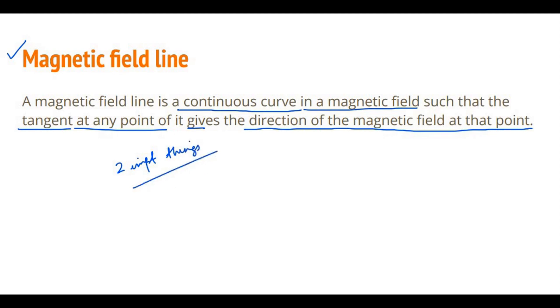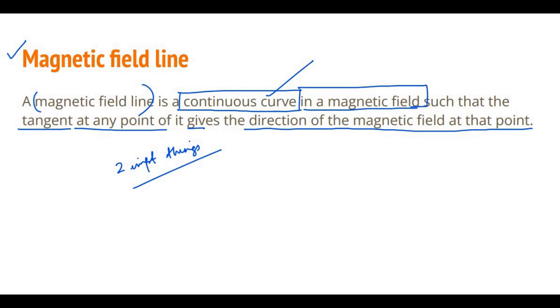What did this sentence tell you? It tells you that a magnetic field line is a continuous curve. So a magnetic field line is continuous, it is not a broken curve. The curve is not broken anywhere. It's a continuous curve. That means it's a continuous curved line. Where is this line present? It is present in the magnetic field of a magnet. Now, this is the first thing.